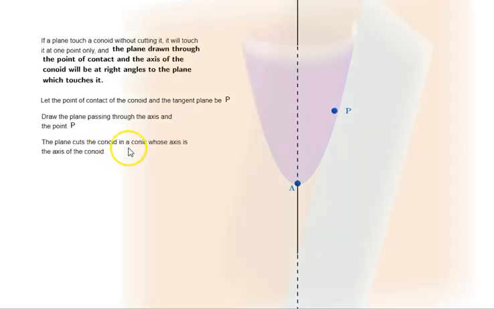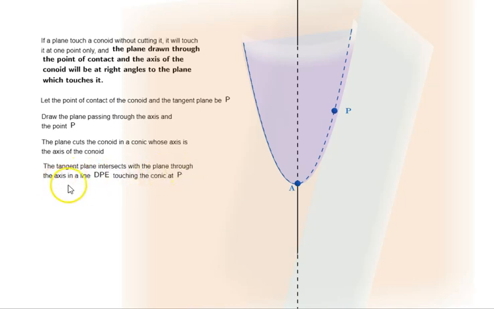The plane cuts the conoid in a conic whose axis is the axis of the conoid. So this orange plane will cut this conoid in a conic, and the axis of this parabola is the same as the axis of the paraboloid. Now the tangent plane intersects with the plane through the axis in a line DPE touching the conic at P. So these two planes intersect each other in a straight line.